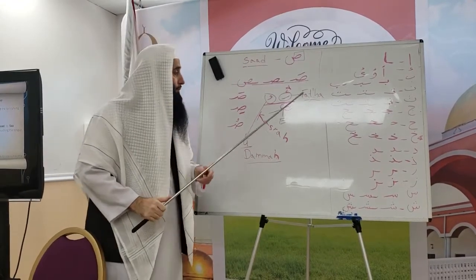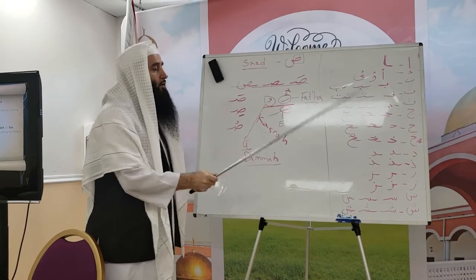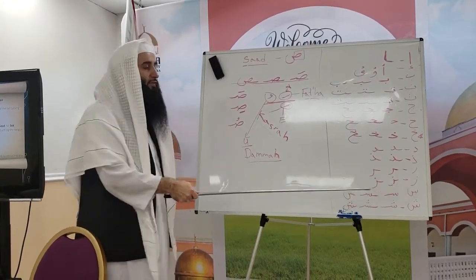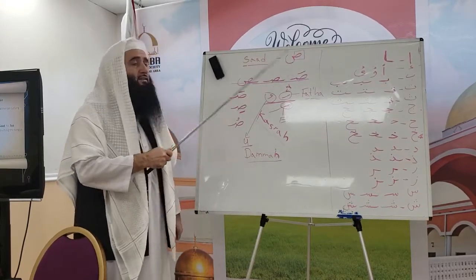We got it? So dal is only from the right. Ra only from the right. Za only from the right. Sin is a friendly letter, connects from both sides. Shin same thing. Sad same thing.